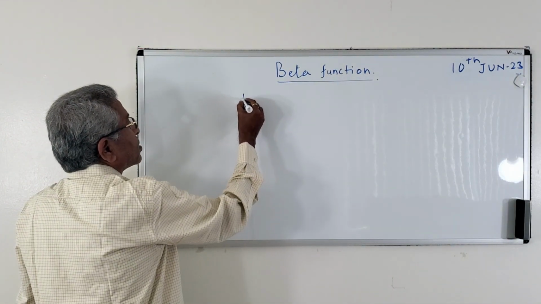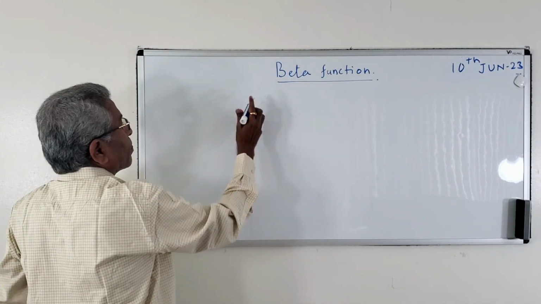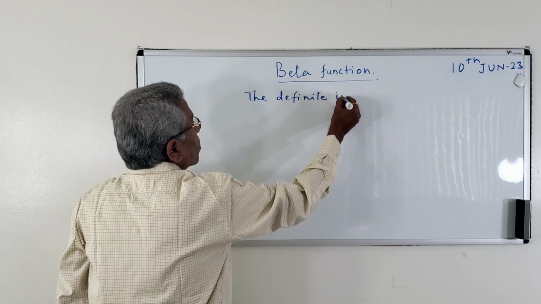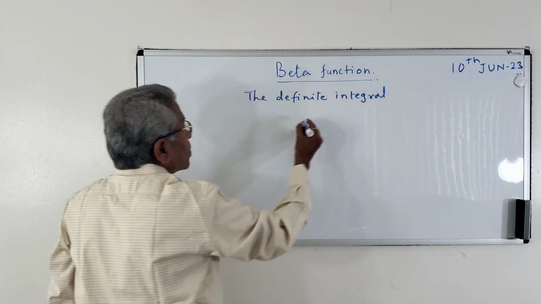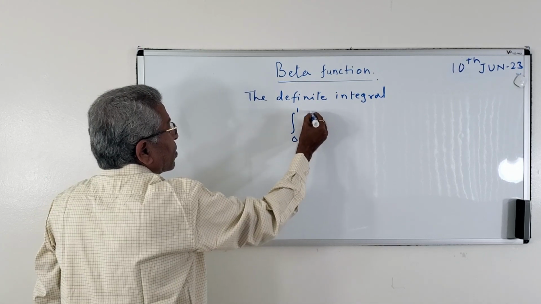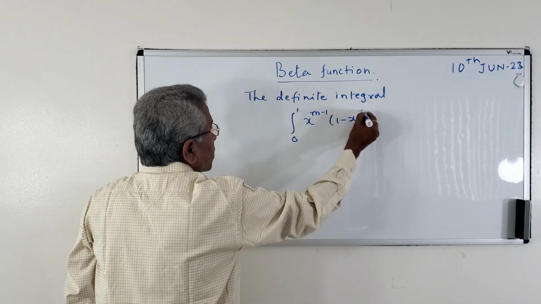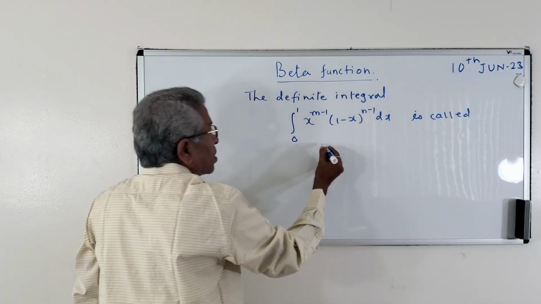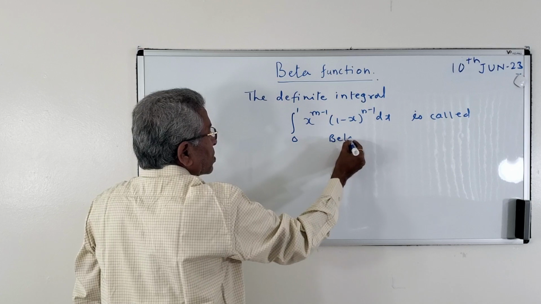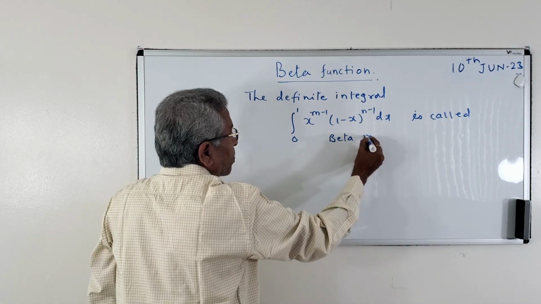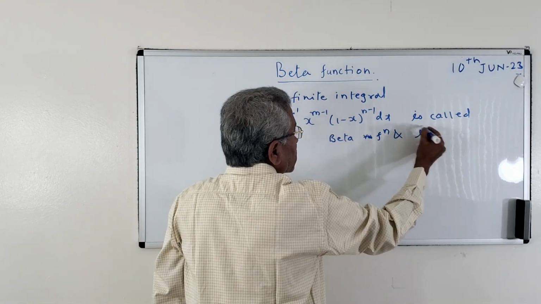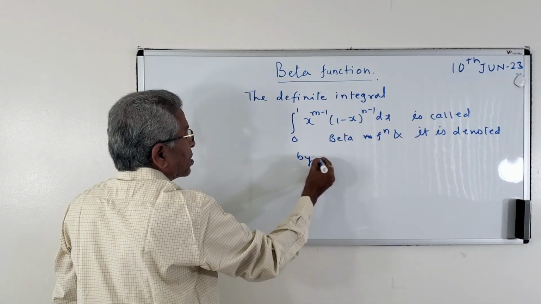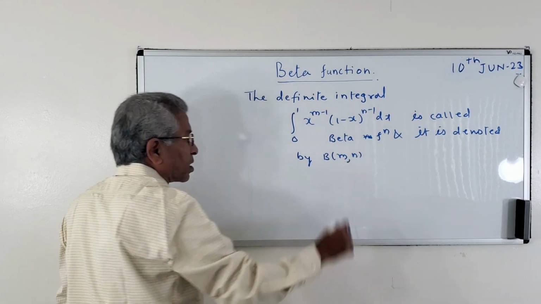Beta m, n: the definite integral from 0 to 1 of x raised to m minus 1 into 1 minus x raised to n minus 1 dx is called beta m, n, or the beta function, and it is denoted by B(m, n), where B is the Greek letter beta.